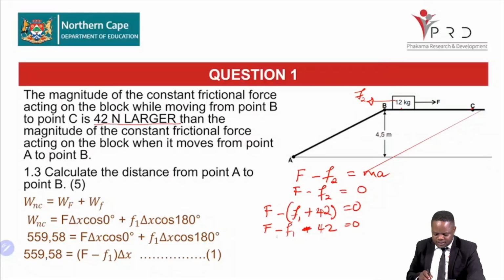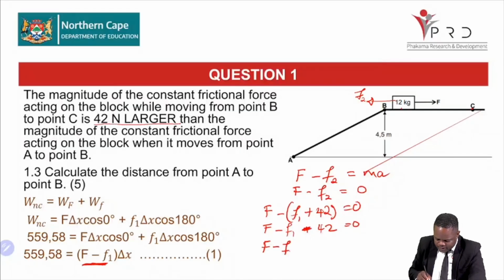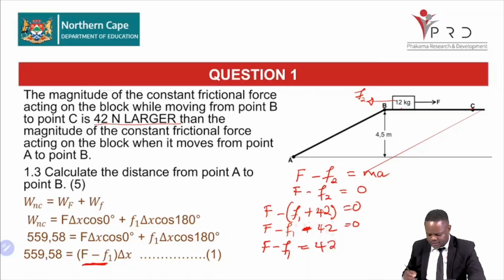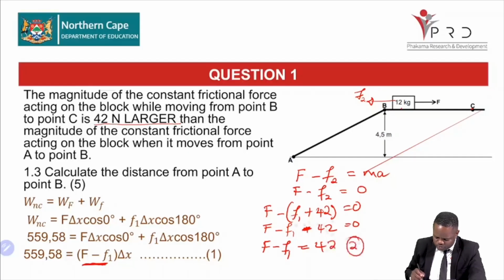We're already seeing something familiar here. You see, we have a F minus F1 there. So what is F minus F1 equal to? F minus F1 is equal to 42. We're taking the negative 42 to the other side. So this is our equation 2.